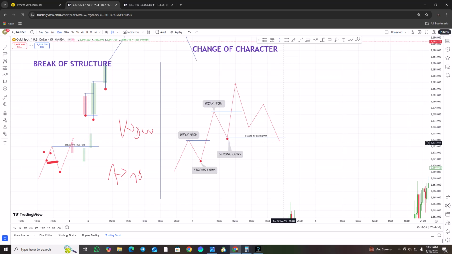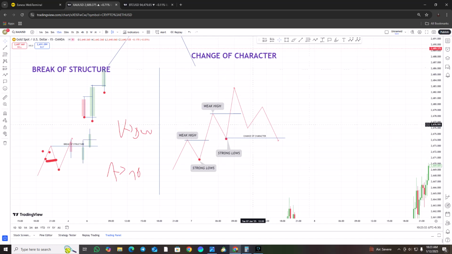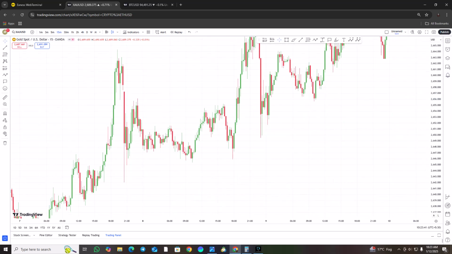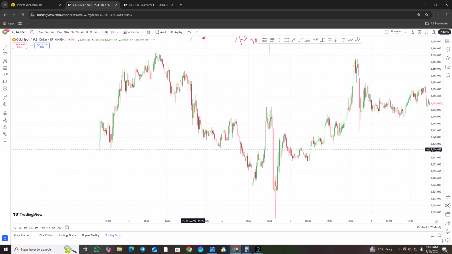Okay, market is reversing. This concept is everywhere. It can be included in every market, but you have to know how to do it. That's it. So you guys got the change of character concept. Market was going up and suddenly the market changed its momentum towards the downside. Okay, I'll show you the example in the market.